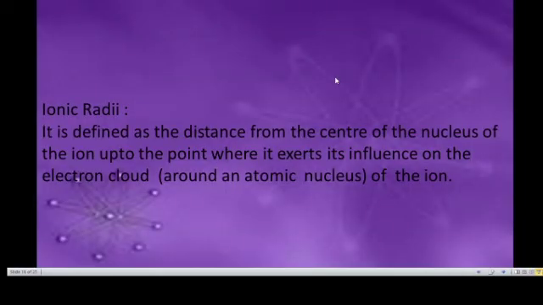And then ionic radii. It is defined as the distance from the center of the nucleus of the ion up to the point where it exerts its influence on the electron cloud. Electron cloud means the region around an atomic nucleus. This is called the electron cloud of the ion.